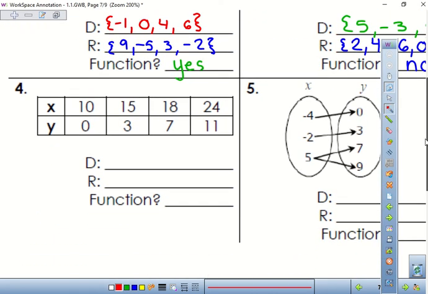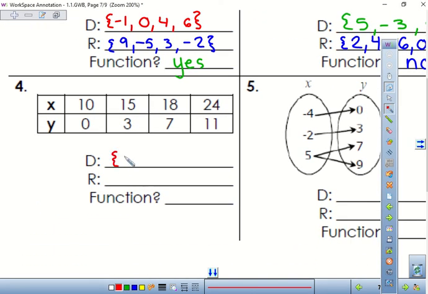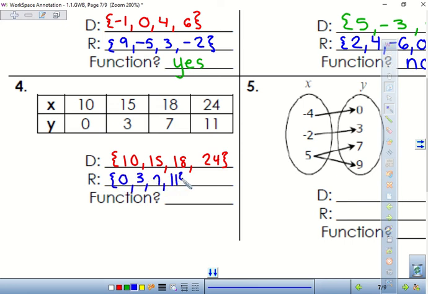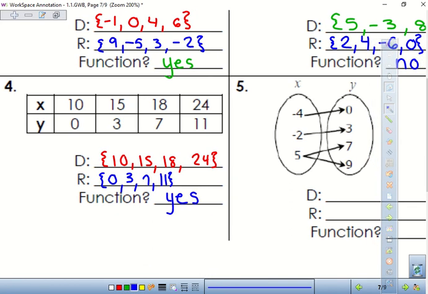All right, number 4. Pretty straightforward. And then we have our range. Who thinks it's a function? Good guess, good guess. It's a function. It's definitely a function. Okay.